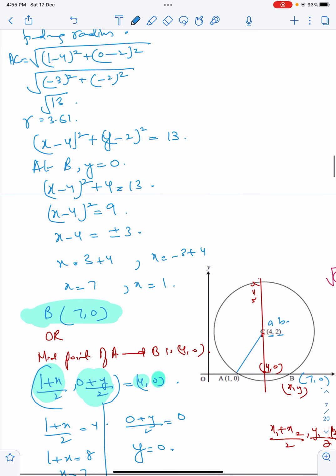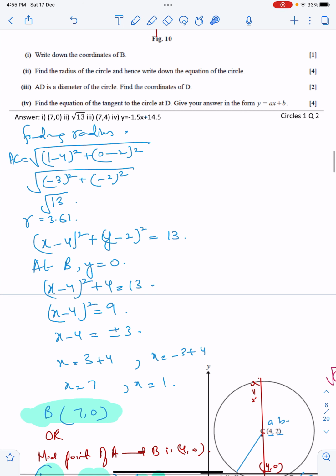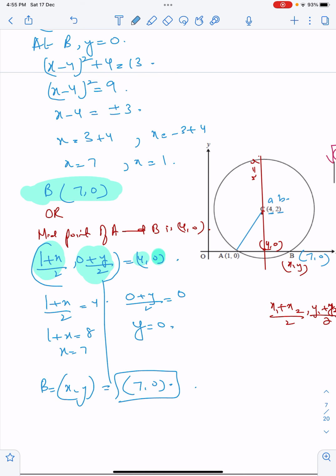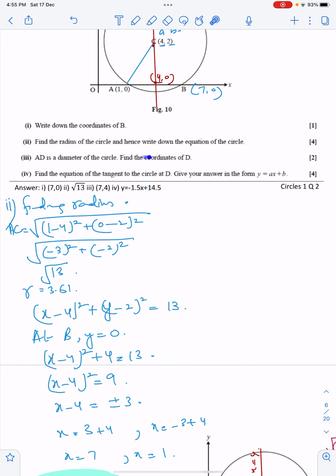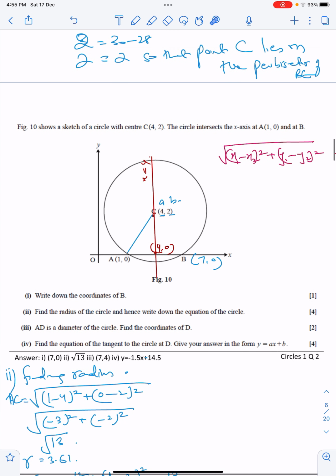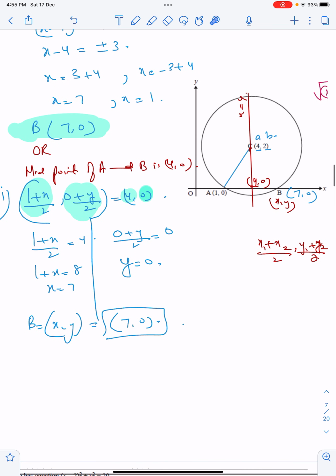Okay, then in the second part you have to find the equation of the circle. So you find the radius and then you go ahead with finding the equation. Then it says AD is the diameter of the circle. So AD is the diameter of the circle. That means this point here is D. Find the coordinates of D. Now once again, the midpoint of A and D is the point C. So I can use it here.